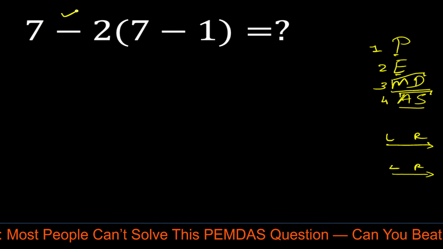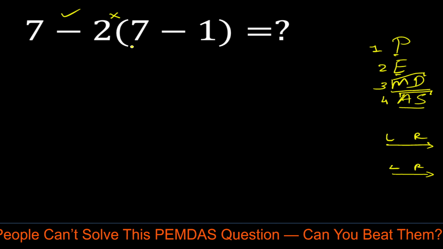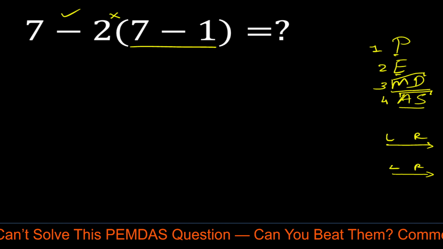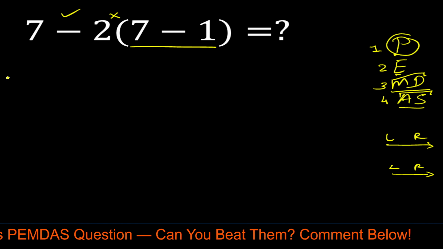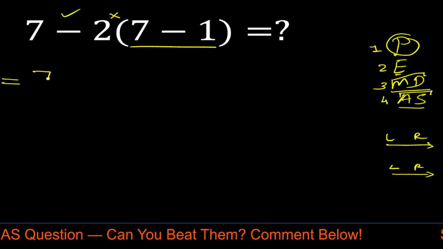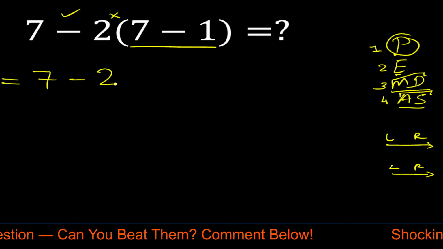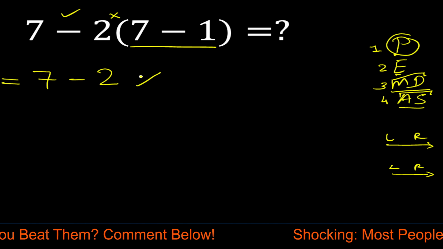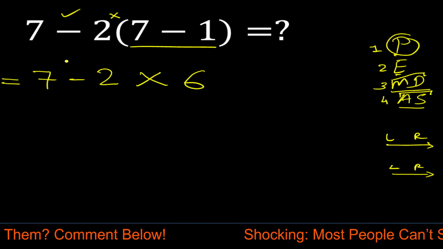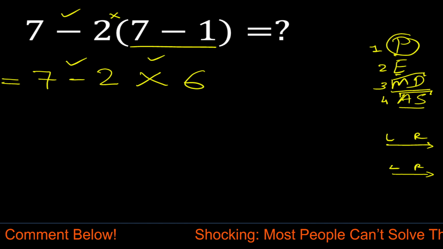So in this question, here we have subtraction, here multiplication, and here we have one parenthesis, right? So according to PEMDAS rule, first we have to solve parenthesis. So now 7 minus 2. Now solve this parenthesis. So 7 minus 1 is equal to 6. So times 6, right? Now here we have subtraction and here multiplication.